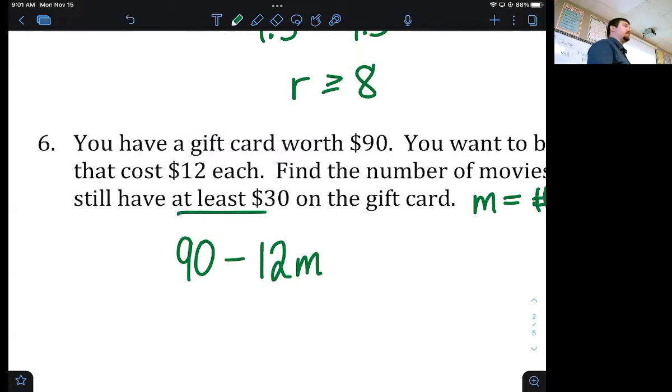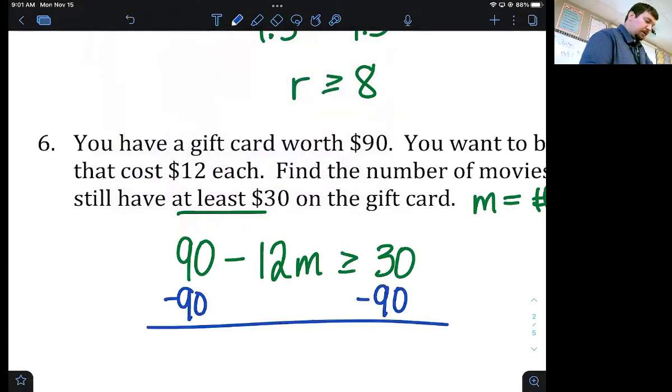What symbol do I want to use? Greater than or equal to. If it says at least $30, I'm okay with having more than that, but I don't want that to be any smaller than 30. So greater than or equal to 30. What's our cousin Eddie term? The 90. Okay, minus 90. So 30 minus 90.